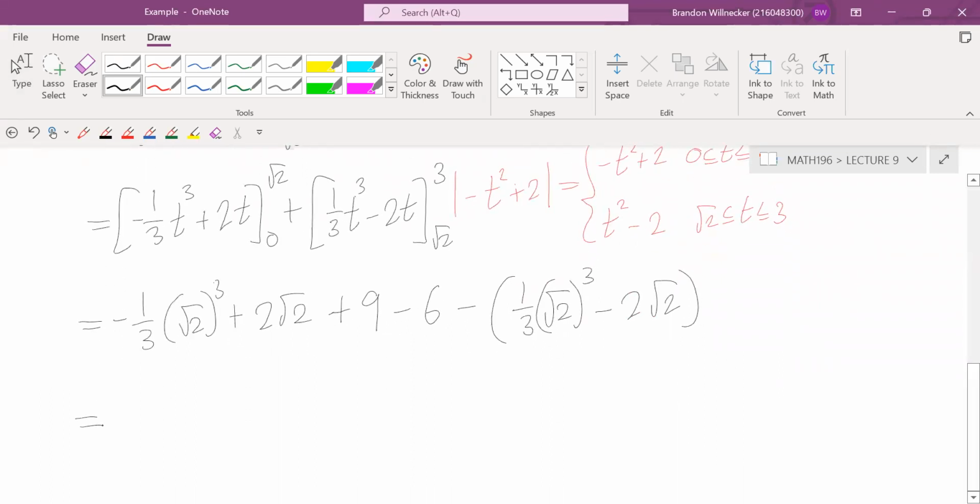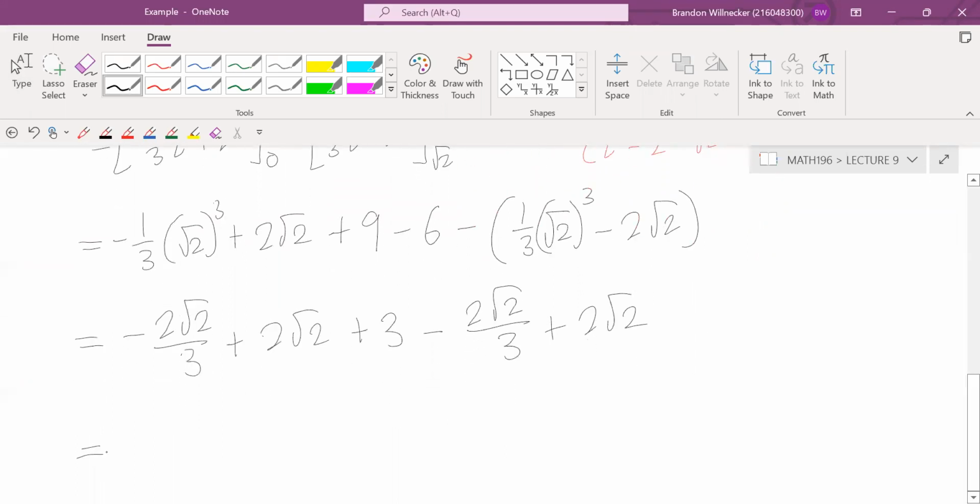Okay, let's see what we get. Root 2 cubed is going to be 2 root 2. So we can write this as minus 2 root 2 over 3 plus 2 root 2 plus 9 minus 6, so that's plus 3, minus 2 root 2 over 3, and then plus 2 root 2. So we can write this as 3 and then plus 4 root 2, and then minus 4 root 2 over 3.